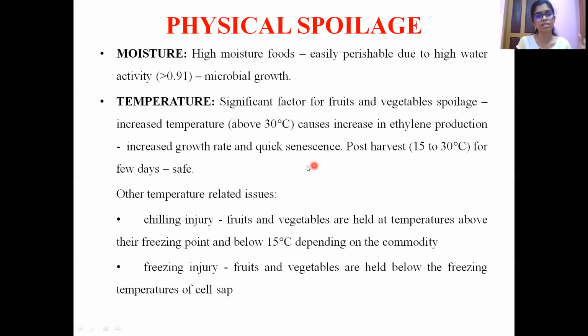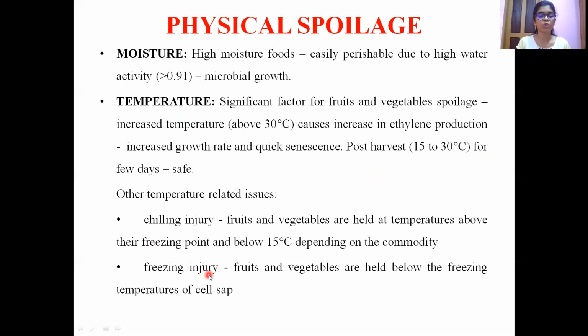So senescence is deterioration in the quality of food, which is simultaneously accompanied by aging. But due to high ethylene production, the senescence is achieved quicker than its normal timing. So after harvest, the fruits and vegetables have to be stored between 15 to 30 degrees Celsius. That is the optimum temperature, and they can be kept for a few days, and it is generally said to be safe.